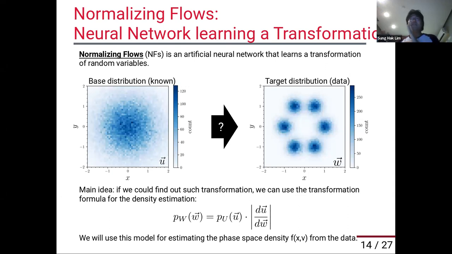And since this is just a random variable transformation, all you need to do is calculate the transformation rule and its Jacobian determinant in order to calculate the probability density in the target distribution. After that, you can just use a maximum likelihood estimation method to train this normalizing flow.